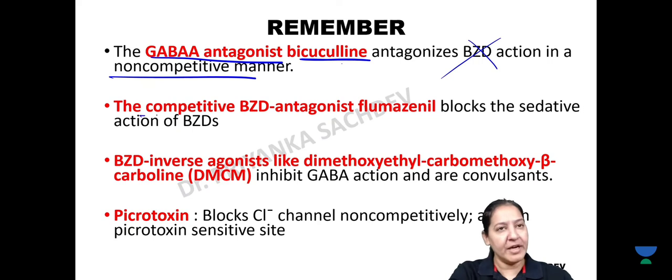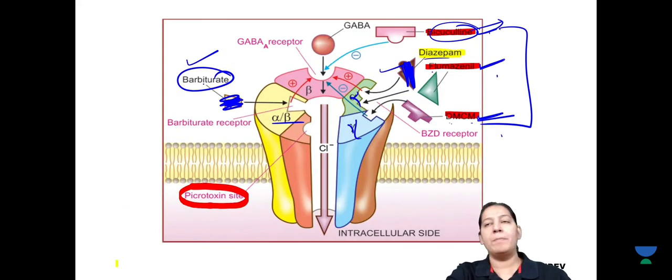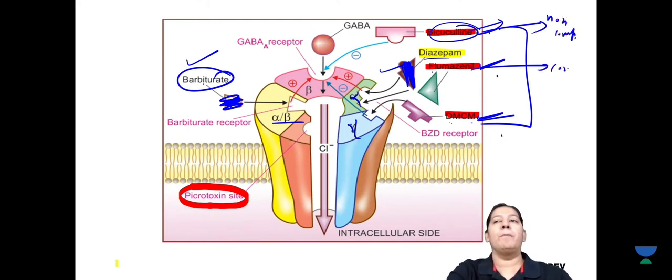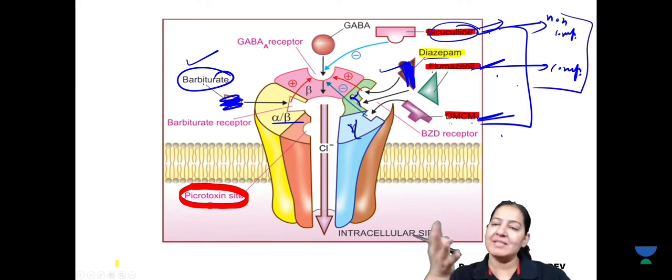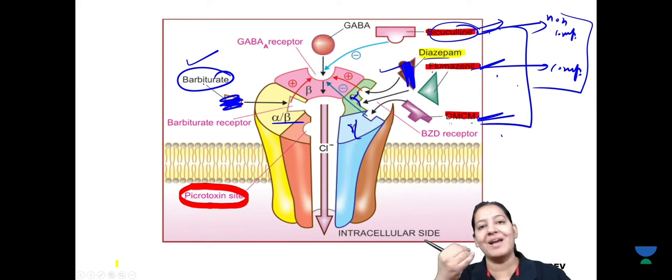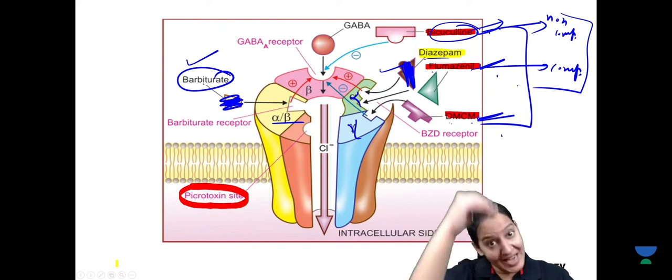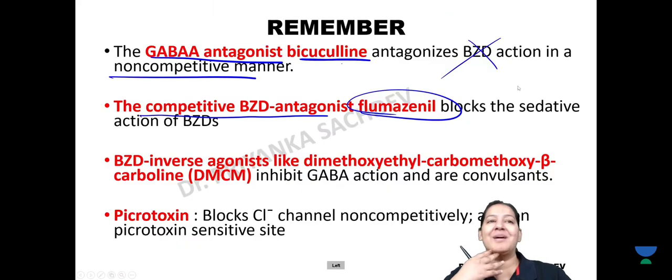The competitive benzodiazepine antagonist is flumazenil. So flumazenil is competitive. Both of them are antagonists. Bicuculline is a non-competitive antagonist and flumazenil is a competitive antagonist. But basically, these are antagonists of benzodiazepine. They are the opposite of benzodiazepines. They will cause insomnia. They will not induce sleep. They will reduce GABA. They will reduce chloride opening. Less chloride will come, less hyperpolarization. Less inhibition means excitation. Give me a thumbs up.